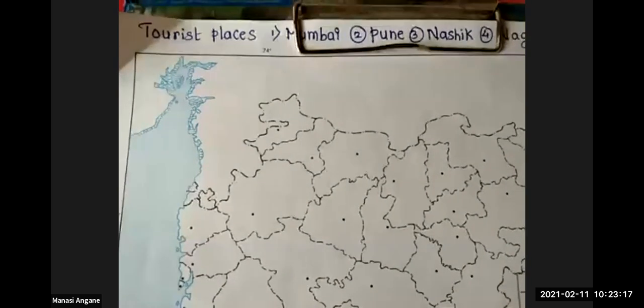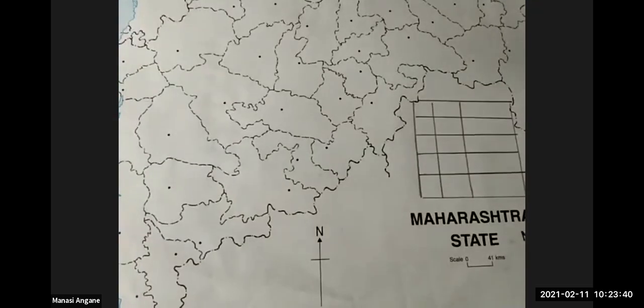Now which are these tourist places which are asked for you to mark? Mumbai, Pune, Nasik, Nagpur, Aurangabad and Shegaon. Now, how you have to mark these particular places? You have to see how you are going to mark these places on the map. I will show you. Now, first you can see here, this is the map of Maharashtra.